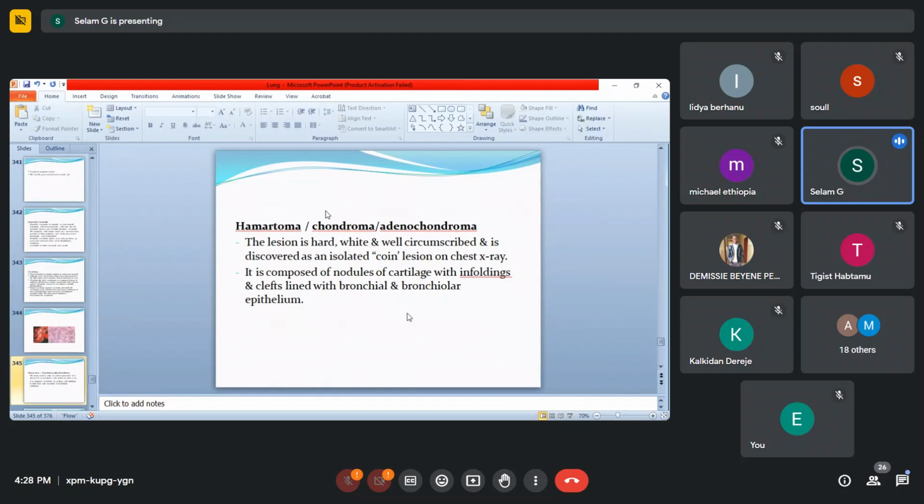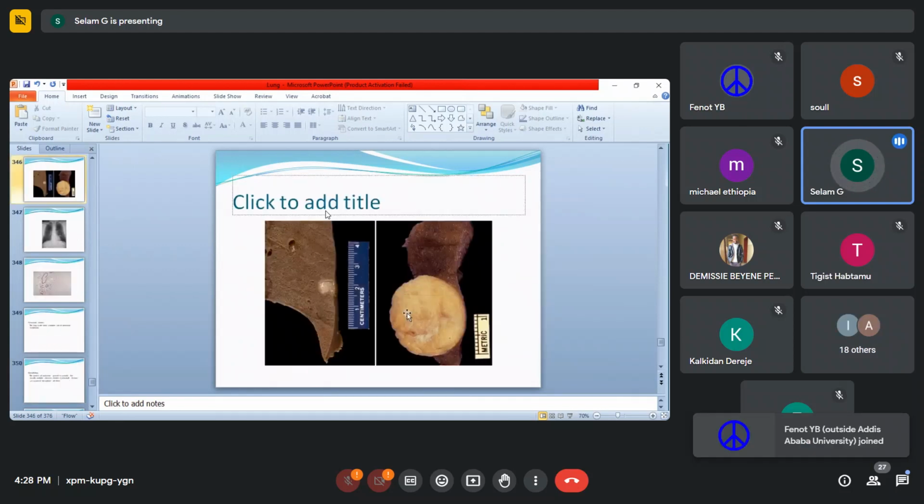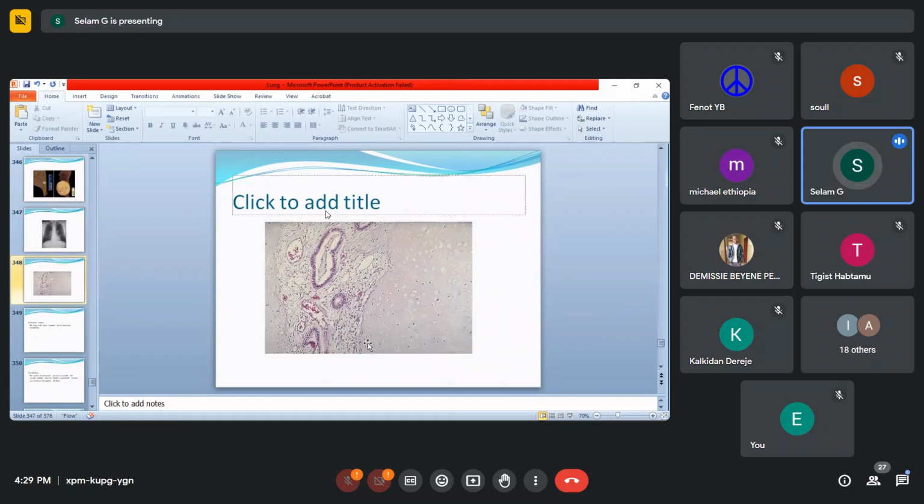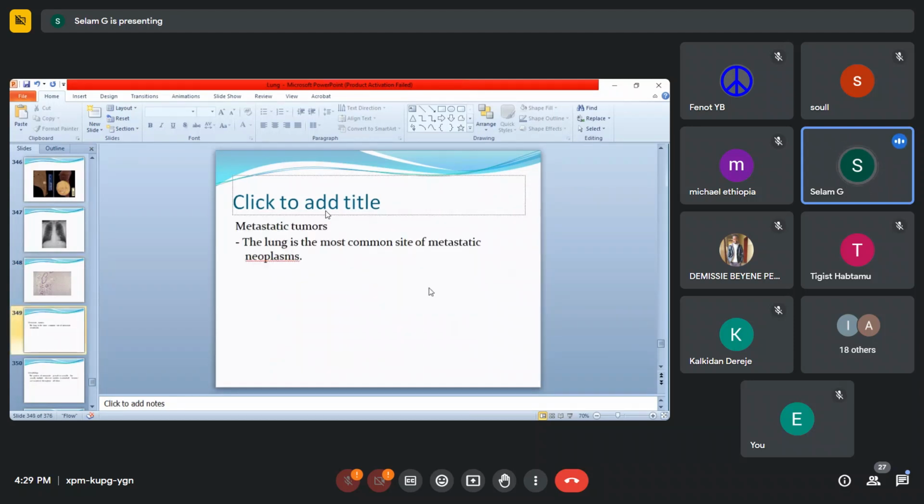From the name, you can understand their origin. So the difference is it's benign, so it's well circumscribed. You see it being circumscribed in radiology. You see this well circumscribed, cone-like appearance. Microscopically, you see bland cell-lined glands as well as benign-looking cartilaginous components.